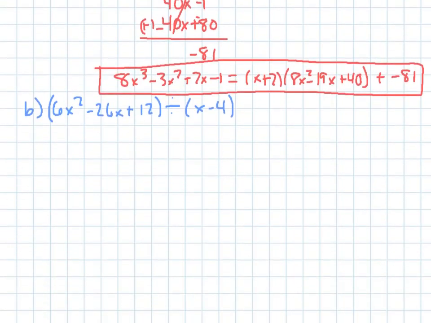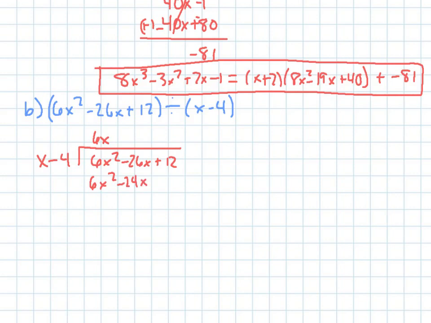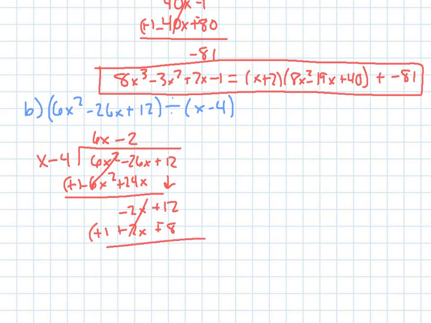Letter B is looking for the same thing, a little shorter. So x minus 4, 6x squared minus 26x plus 12. So then what times x gets you 6x squared? It would be 6x. So that gets you 6x squared. 6x times negative 4 is negative 24. Subtract. Distribute through. So negative 26 plus 24 gets us negative 2x. Bring down the 12. Then what times x gets you negative 2x? That would be negative 2. So negative 2x. Negative 2 times negative 4 is positive 8. Subtract. Distribute. Those cancel out. 12 plus negative 8 would be 4.